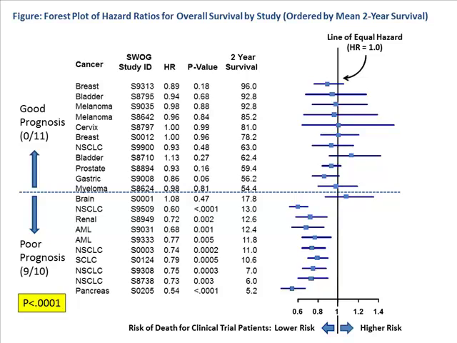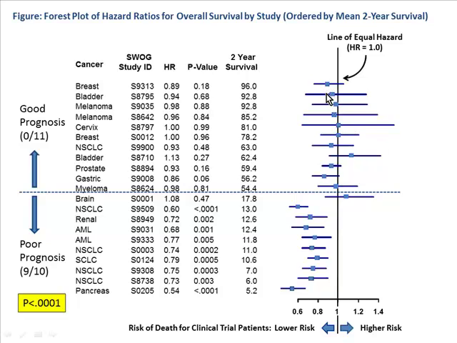I then estimated the hazard ratio for overall survival between trial and non-trial patients in a multivariate regression for each study. In order to depict the results in a systematic fashion, I rank ordered the studies in descending order of the average 2-year survival in that column. For the purposes of this analysis, good prognosis was defined as 2-year survival greater than 50%, and poor prognosis was 2-year survival less than 50%. And then, these boxes are the hazard ratio. The lines to either side are the 95% confidence intervals.